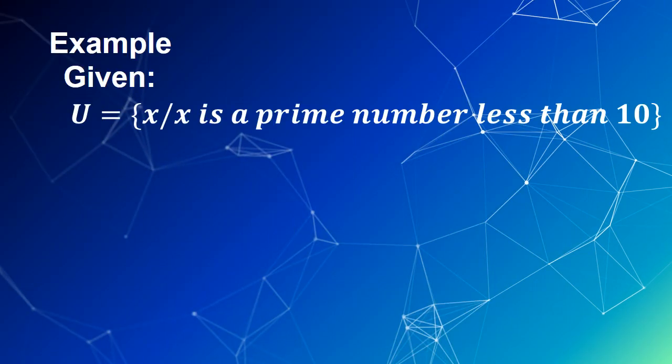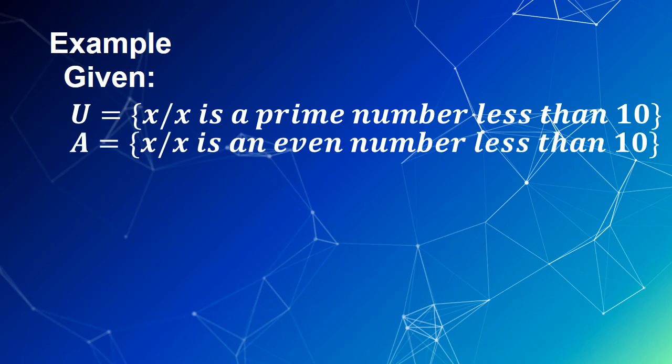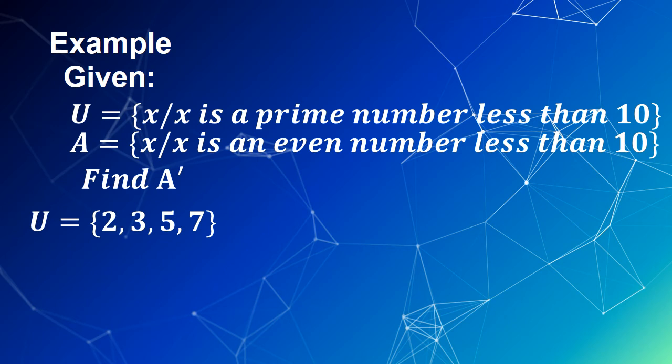Example: given the universal set, x such that x is a prime number less than 10. So you will be listing here all prime numbers which are less than 10. Given set A, x such that x is an even number less than 10. So you will be listing all even numbers less than 10. So you're going to find A prime. The universal set contains elements 2, 3, 5, and 7, since 2, 3, 5, and 7 are prime numbers less than 10. 1 is not a prime number. List also the elements present in set A. We have here 2, 4, 6, and 8.